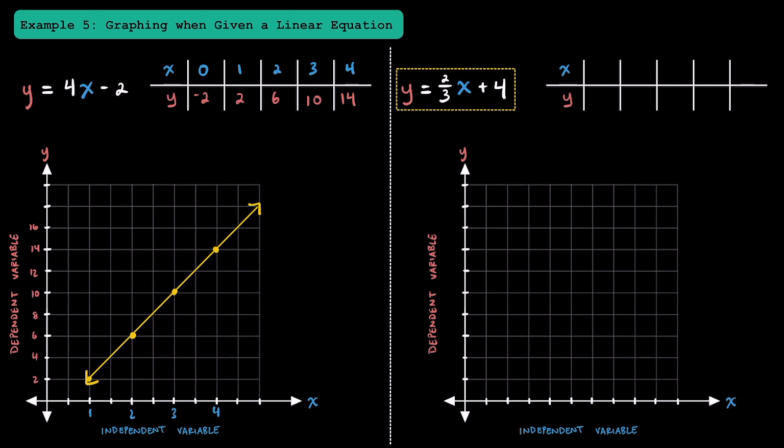Now let's look at this equation where we have y is equal to 2/3 times x plus 4. While we can choose any x value we want for the table, you want to be strategic when we have a fraction coefficient.